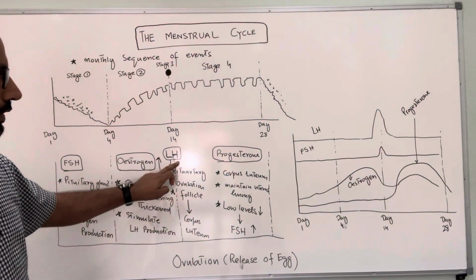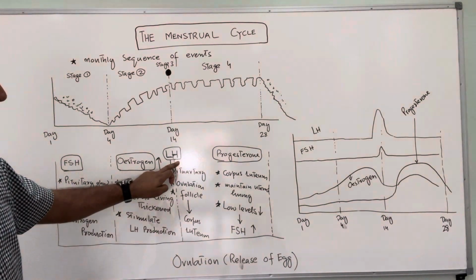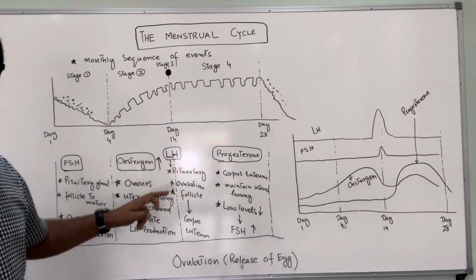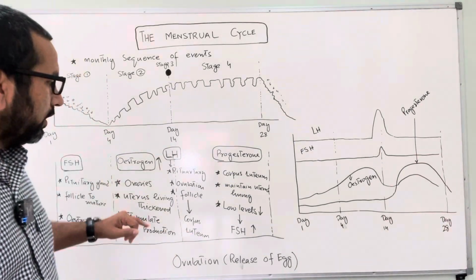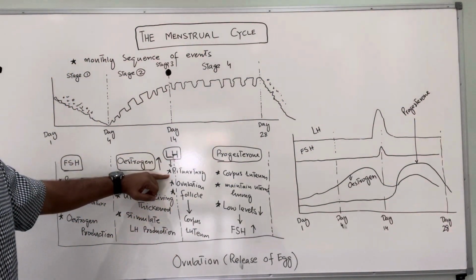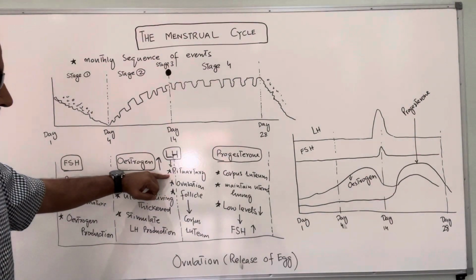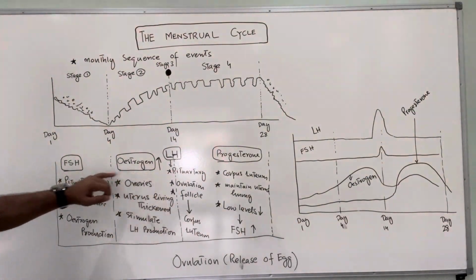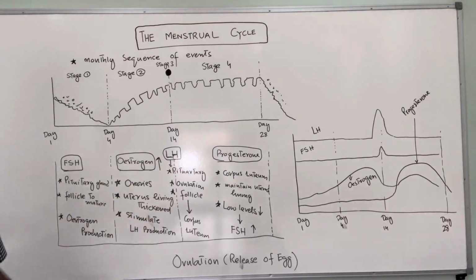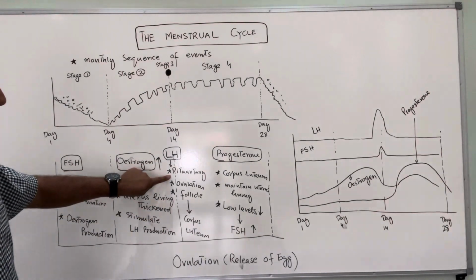And which hormone is responsible for the process of ovulation? That is called LH, or luteinizing hormone. Luteinizing hormone is produced by the pituitary gland, which is again like FSH; they both are produced by the master gland, the pituitary gland.